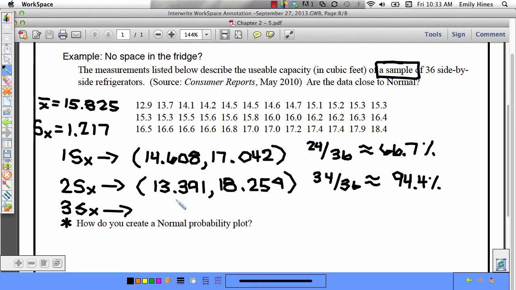Three standard deviations would be between 12.174 and 19.467. That's all of the points, and so that's 100%, also close. While these are not right on the money, they are only within 2 percentage points at the most of what they should be. So we can assume that this, based on the empirical rule, is approximately normal.